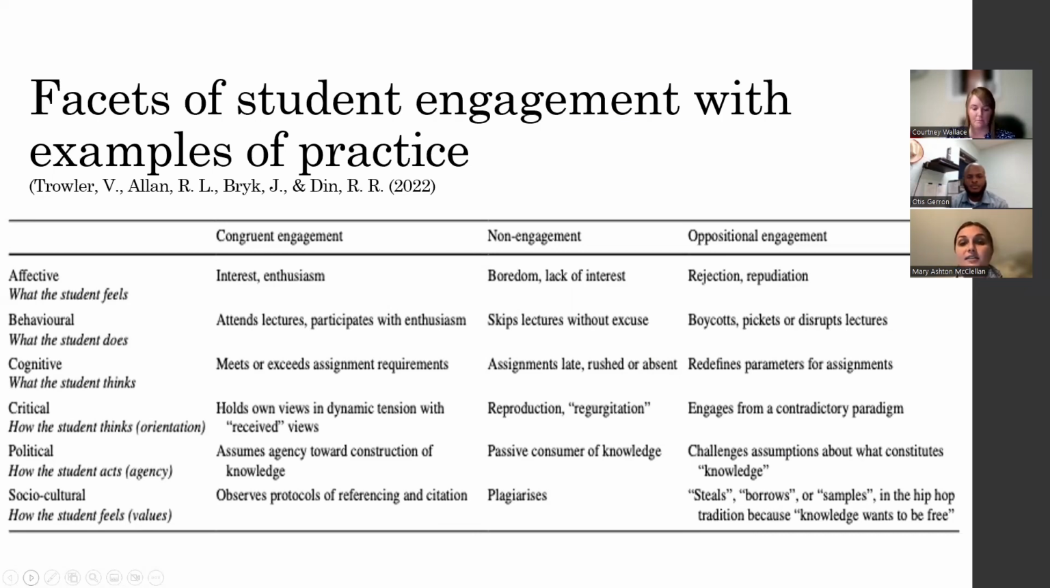Then we have cognitive, as Ms. Courtney said, that's what our students are thinking. If our students are meeting or exceeding our assignment requirements, that means that their brains are turned on to the lesson and your engagement strategy is working. We've got critical facets, which is how the student thinks or is oriented. Right? If they hold their own views in dynamic tension with the received views, right? Saying that they understand, but they want to learn more about it. Or maybe they've even got an argument for another side. That means that they are engaged. Just because the students don't think and believe the way you do does not mean that they are not engaged.